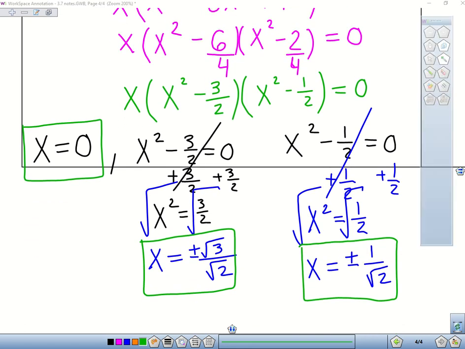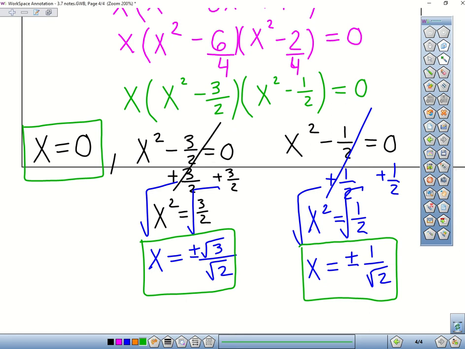And how many of these zeros are imaginary? Wait, never mind. None of them are. Everybody see how none of the zeros are imaginary here? They're all real. They're just irrational. You can be real and irrational at the same time. You just can't be real and imaginary at the same time. You ready for the next question? Okay.